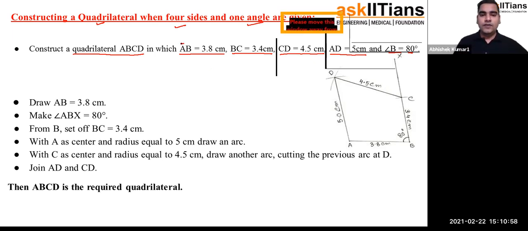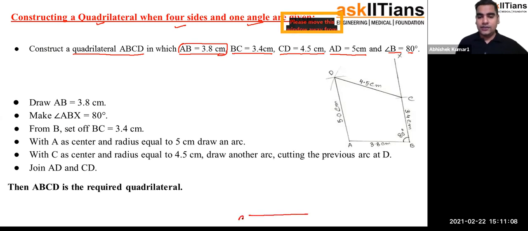All right. What are we provided here? We are provided the length of AB, which is 3.8. So I am making a rough quadrilateral here just to see what I am going to get. So AB is, let's say, this value. So I know this dimension, right? This is 3.8. You are provided BC is equal to 3.4 centimeter and angle B is 80.